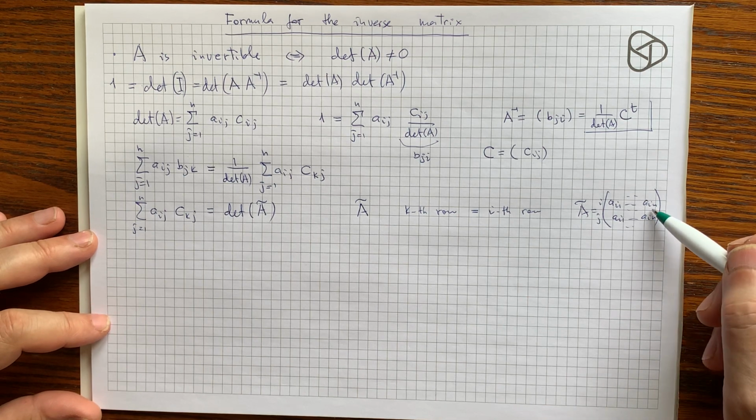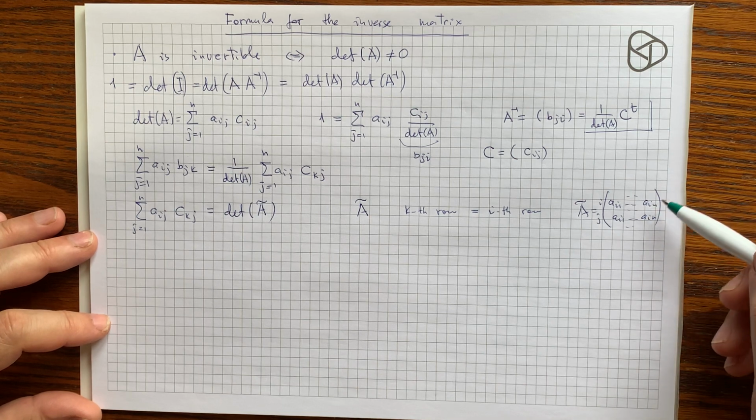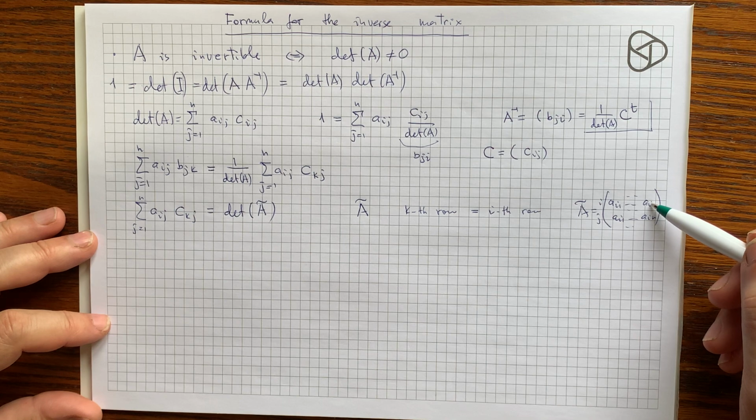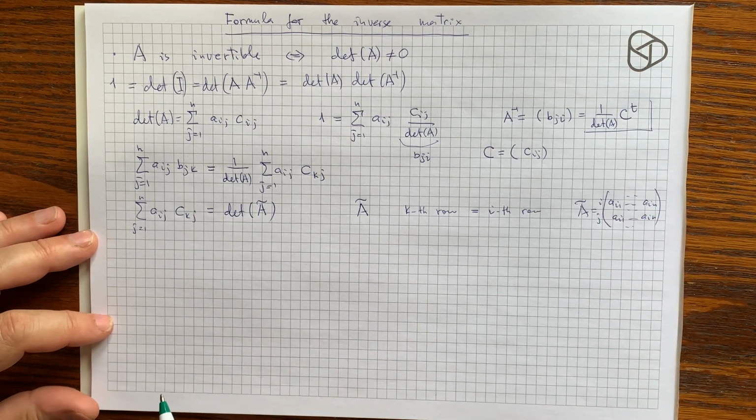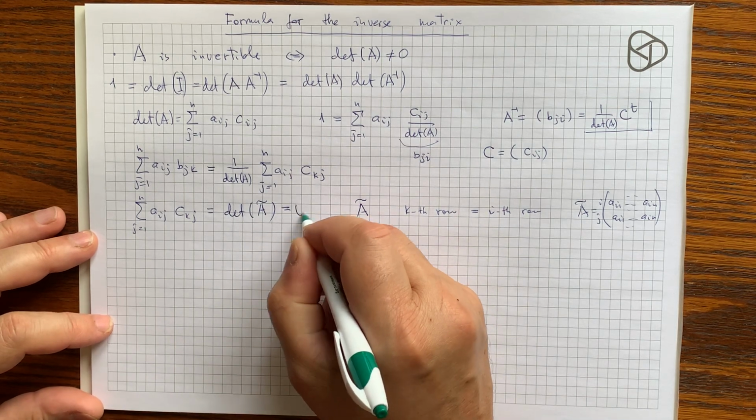This A twiddle will have a repeating row, and that means that the determinant must be 0 because, again, I could take an elementary transformation of subtraction type and subtract this row from that and create a row of zeros. That will make the determinant 0.